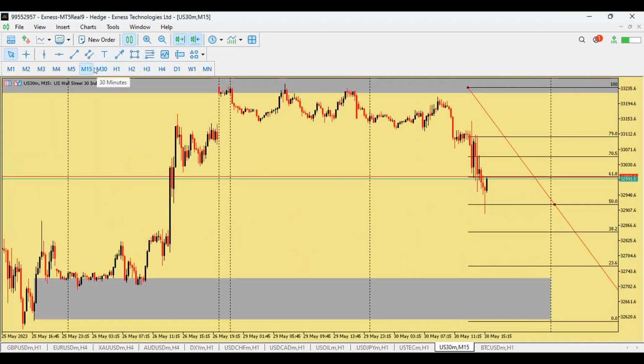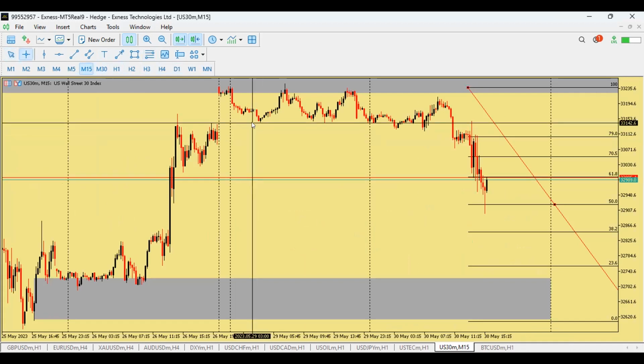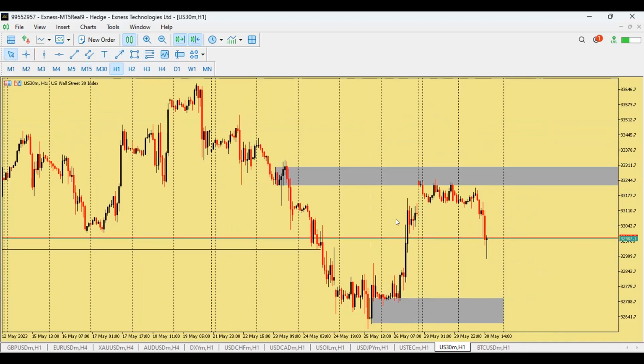On 15, there's no imbalance. The imbalance is up there, but it's small. Do you think it can reach this one over here? No, I don't think it will reach there, because price is efficient enough in the middle here. It has filled every gap. This is interesting, man. So that is what we are seeing on US 30. It's a continuation.